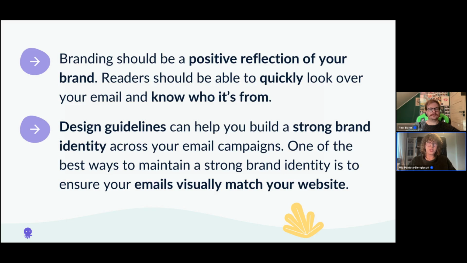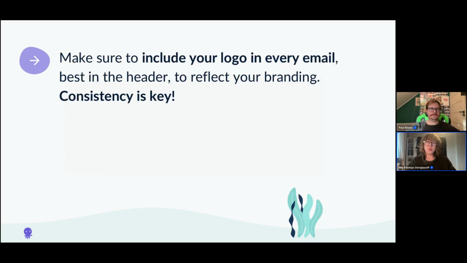One of the best ways to maintain a strong brand identity is to make sure your emails visually match your website. The most important visual element of your website is your logo. So always add your logo at the very top of your emails. This will make sure that your readers know who the email came from as soon as they open it. That's why our mascot, Otto, shows up in so many emails we send out to our users.